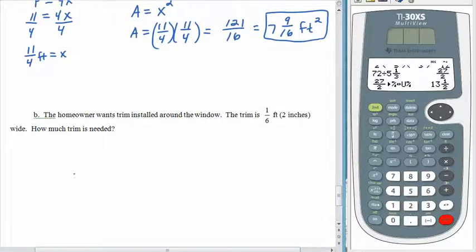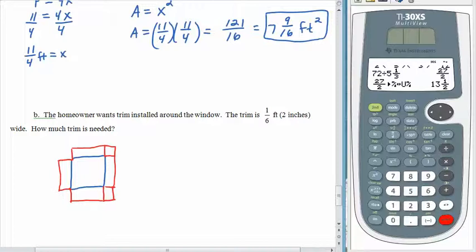So let's get our window back here. There's our square window. If you put trim around the window that was 2 inches wide, it would look like this if all you had was enough to match the perimeter. And nobody wants their window to look like that. We need to have this in here as well.